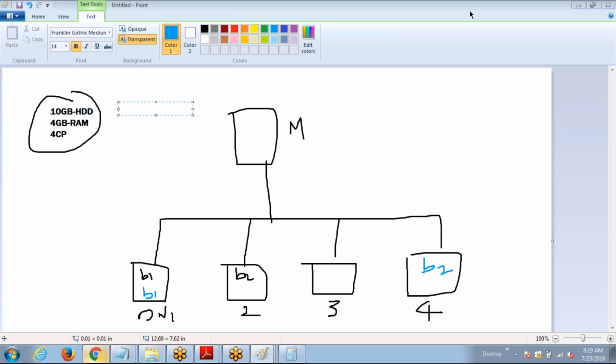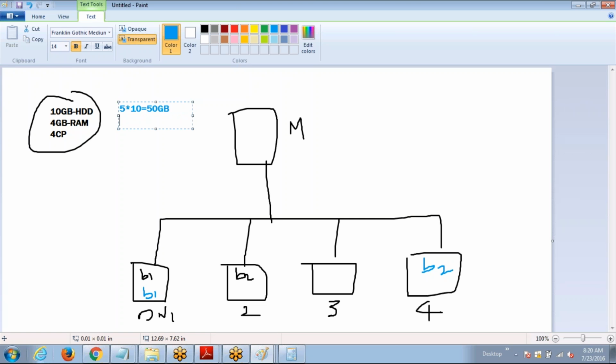I thought 4 nodes only. Yeah, that's fine. If you are giving an answer, that's fine. This is a 5 node cluster. So 5 into 10 GB, those who gave 50, that's good. It's coming up to 50 GB.